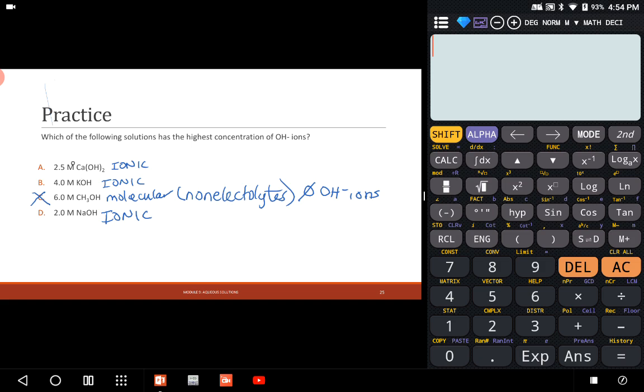So now looking at the remaining answer choices, we have 2.5 molar calcium hydroxide, which is going to have 2 hydroxide ions for every one of the compounds. So that's really 5.0 molar OH minus. B has 4.0 molar of the compound, but there's only 1 ion, so it's the same, 4.0 molar hydroxide. And then that one's just 2.0 molar. So our correct answer is A. A will have a 5.0 molar hydroxide ion concentration.